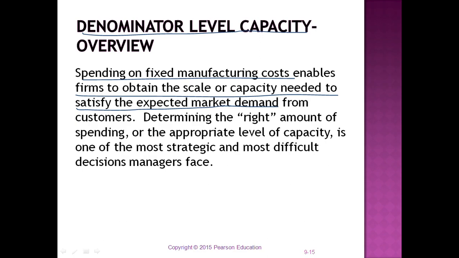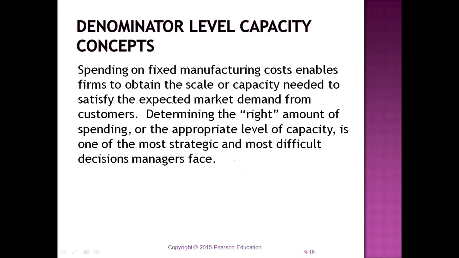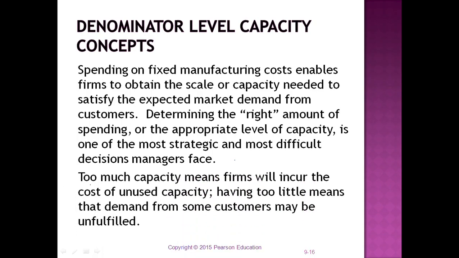Now, determining the right amount of spending, specifically in terms of the fixed cost or even the variable cost, will tell us the appropriate level of capacity at which the company is actually operating. So we'll talk about this as a very important decision which the managers need to make. That is, at what level of capacity should a company operate? For that, we'll talk about a few concepts here. We'll talk about the challenge that the manager would face, that is, too much capacity means the firm will incur the cost of unused capacity. Now let me give you an example here.